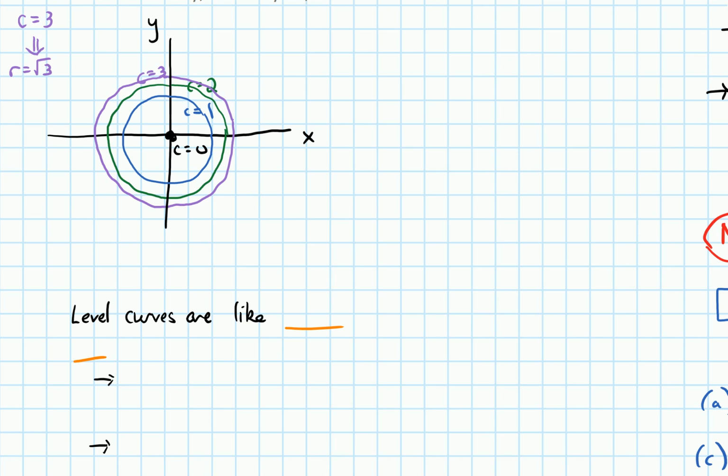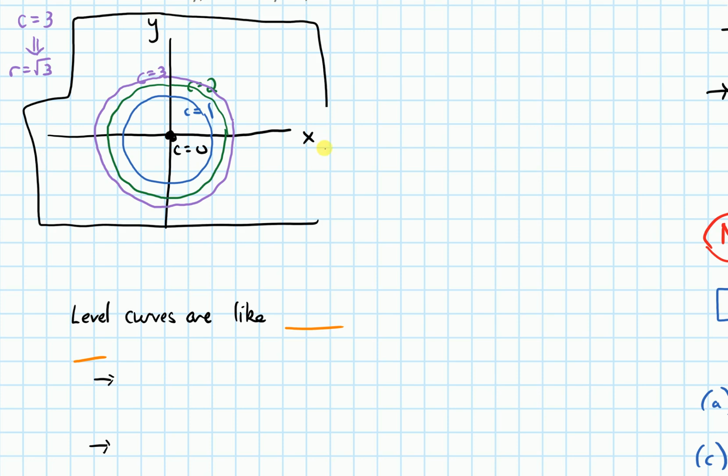So notice that each time I'm increasing the value of c, these circles are getting a little bit closer and closer together. So these are our level curves, the example asking me to draw them. So when we draw a collection of level curves like this, all on the same graph, all on the same xy plane, we call this a contour diagram. So level curves are like a contour map.